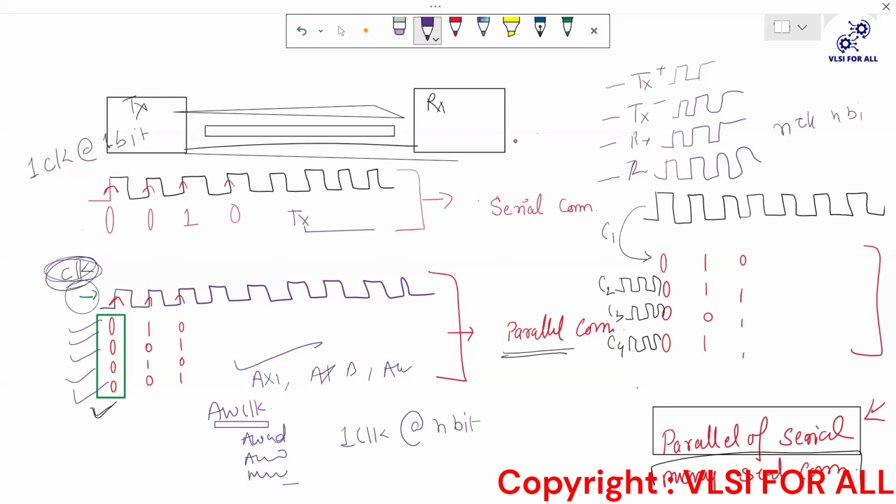So according to this, what will be options A, B, C, D? Option A will become parallel. Option B will become serial. Option D will become serial. Oh, sorry. Options C and D will become serial, but there are many serial communications happening in parallel. Got it?